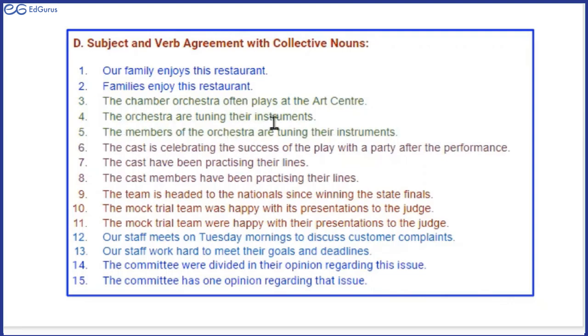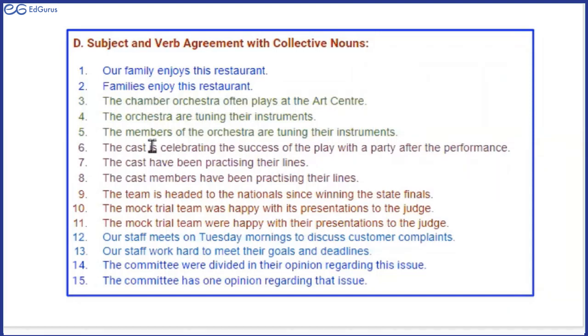Since it is written, the orchestra dash tuning their instruments, their means so many people are there in an orchestra. So many instruments are going to be played, and all of them are tuning their instruments, right? So what is it? It would be a plural verb. I hope it is clear now.